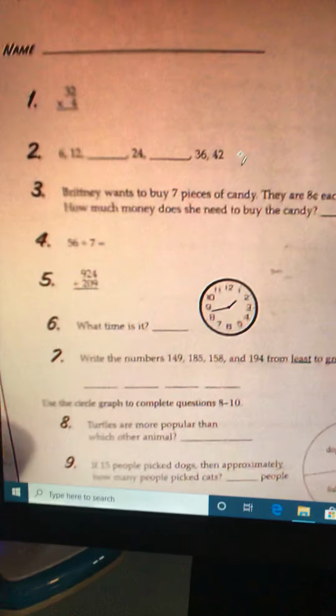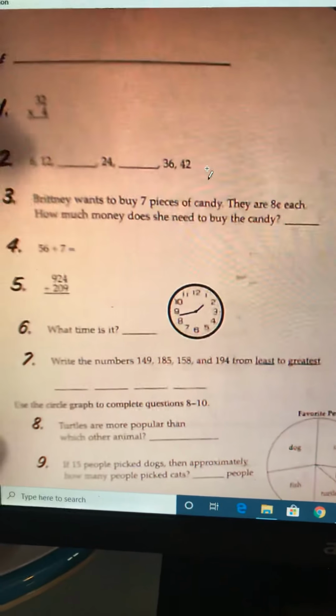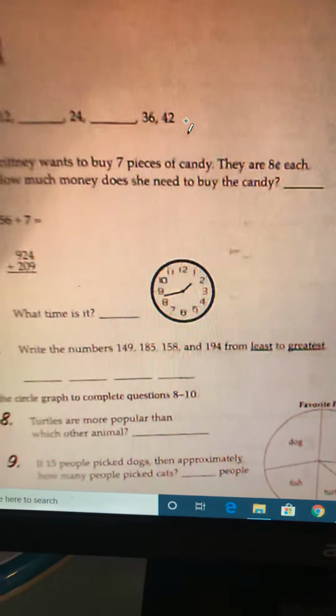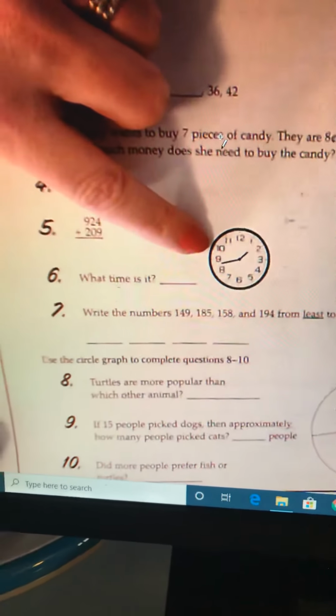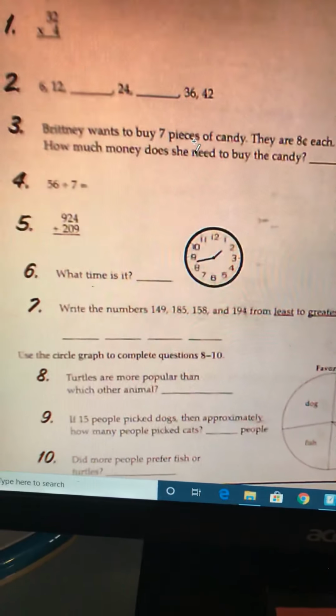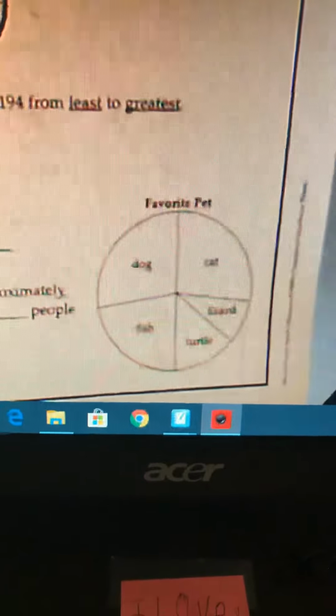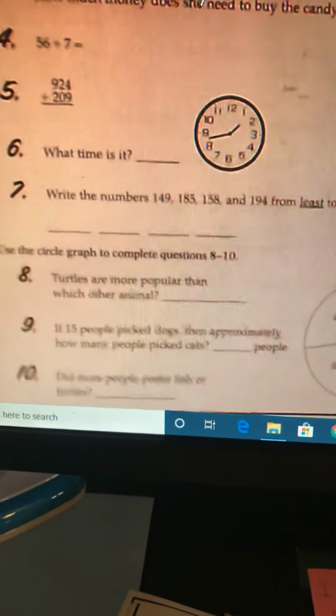So today our math, again, is basically the exact same thing. You have a multiplication problem, a number pattern, a word problem that deals with money, a division, and a 3-digit by 3-digit addition. What is the time? Then you're going to write these numbers on number 7 from least to greatest. So make sure they go from least to greatest, smallest to biggest. Then you have a circle graph on favorite pets, and you're going to answer 3 questions using that graph.